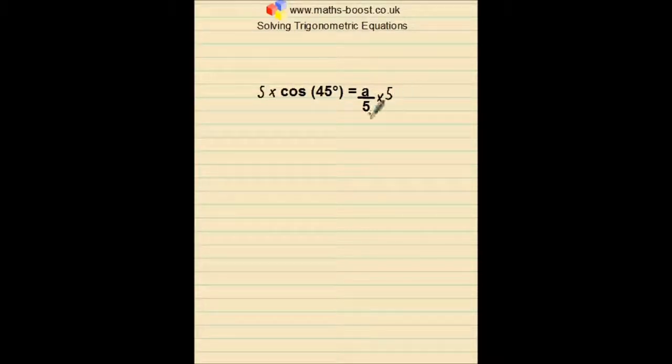You should see that the right hand simplifies, since we're multiplying by 5 only to go on and divide by 5. So we're left with just a. And the left hand side, 5 times cos 45, you can simply put into your calculator. And the answer is a is 3.5 to 1 decimal place.